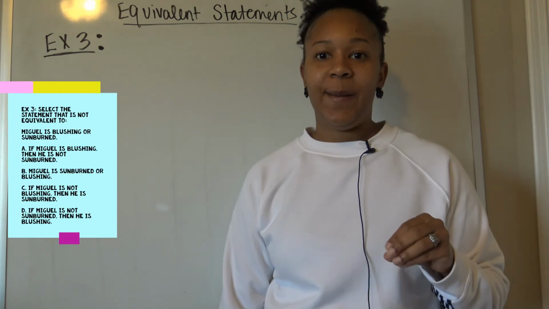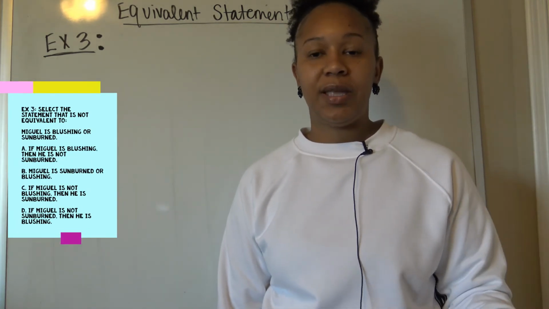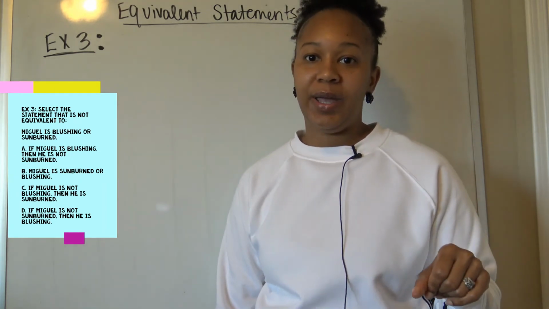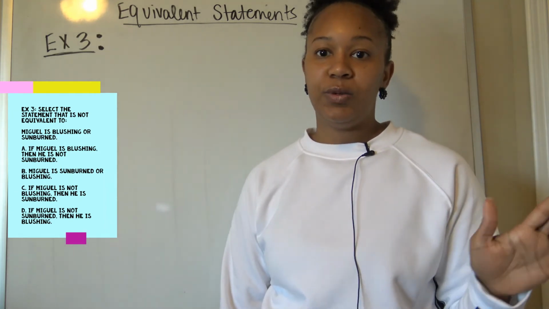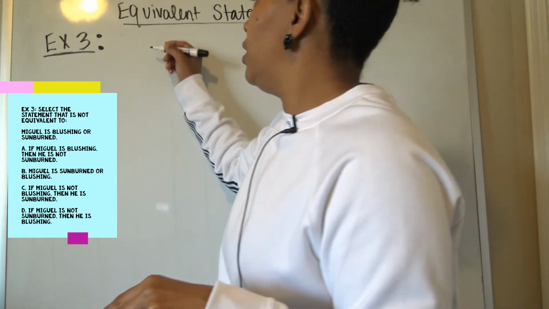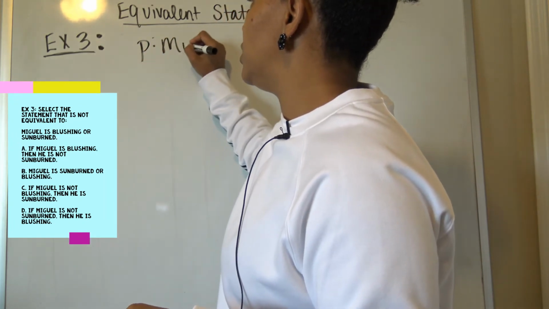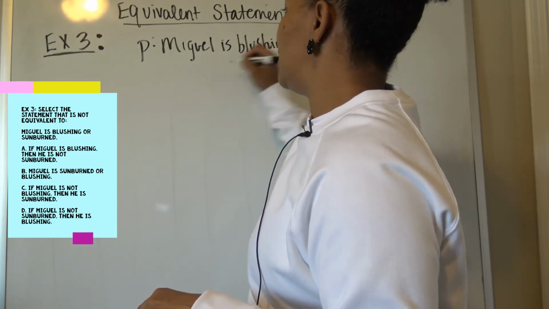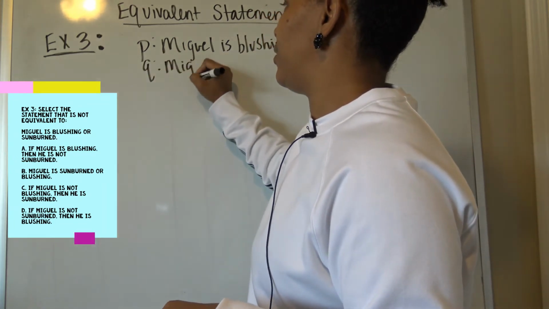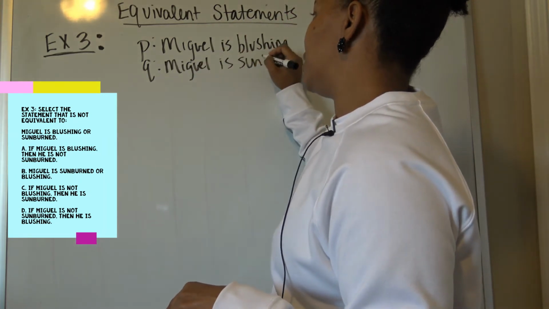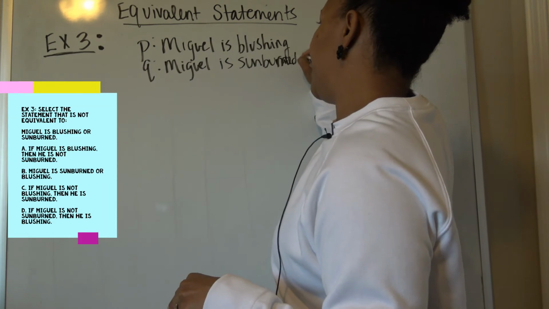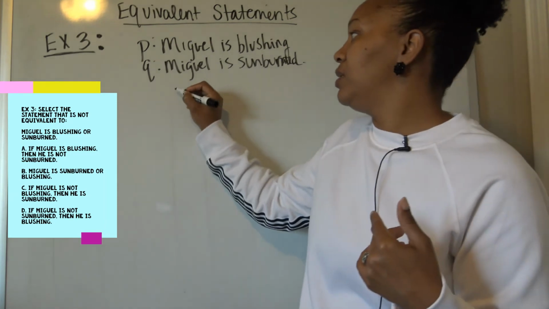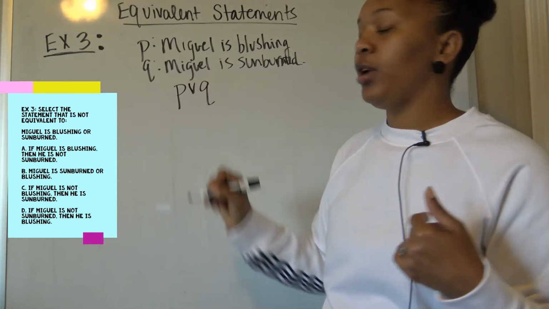For this last example, we want to figure out which of the following statements is not equivalent to Miguel is blushing or sunburned. Okay, so we first need to identify our simple statement. So it sounds like we have two simple statements. The first one is P, Miguel is blushing. And the second one is Q, Miguel is sunburned. And so we're trying to figure out which of these statements is not equivalent to Miguel is blushing or sunburned. So P or Q.